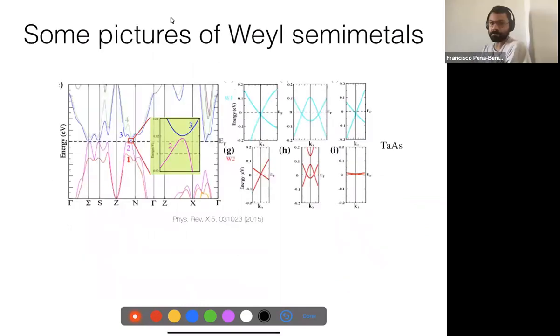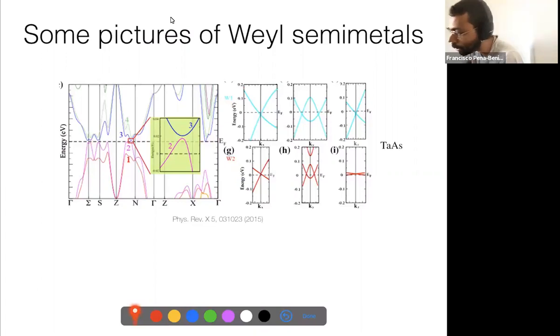Okay, so let me just show you a picture, for example, of the theoretical prediction of the band structure of one specific Weyl metal, which is tantalum arsenide. As you can see on the left side, the band structure is quite messy, but if we zoom around the Fermi energy, which sits right here, there are two sets of Weyl points, which for these materials are called W1 and W2.